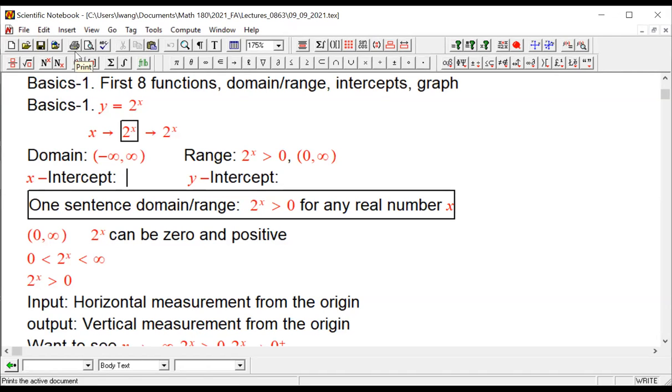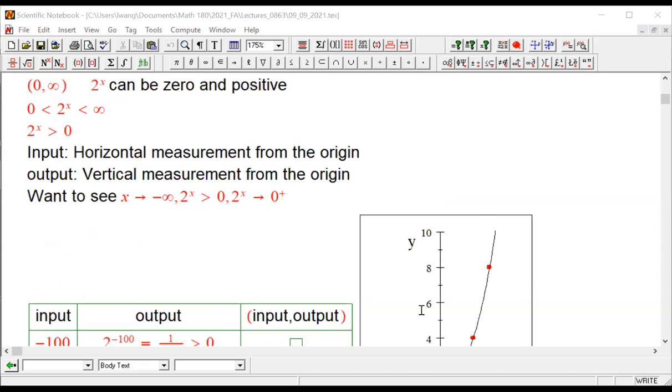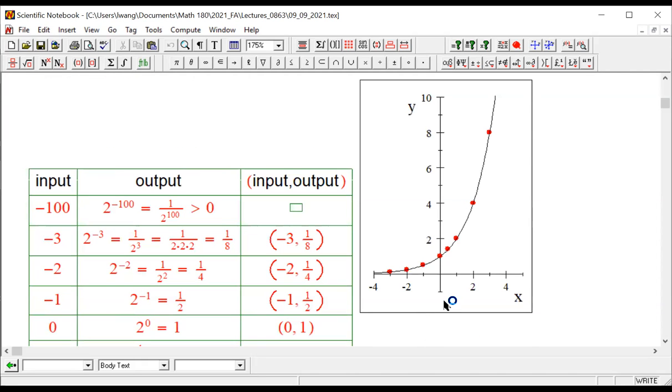Wonderful. So both of them answer the question, and the right answer is the y-intercept is (0, 1). X-intercept, no x-intercept, none. Perfect answer. And the picture tells us so. Because what is an x-intercept, right?